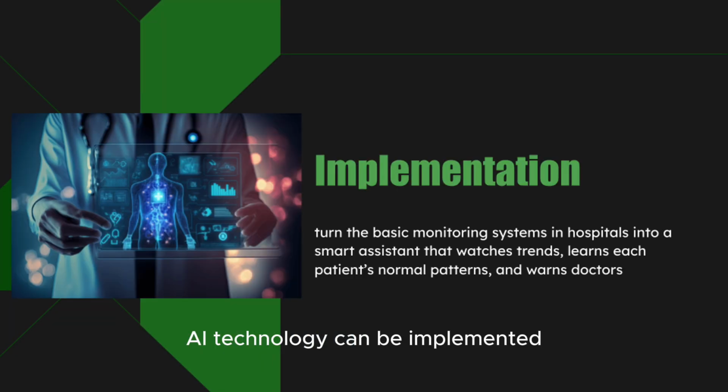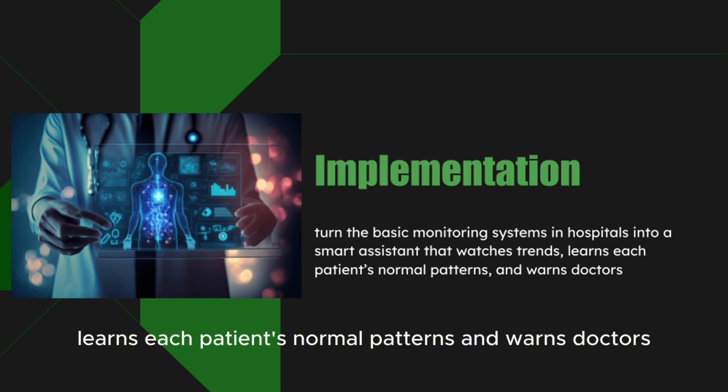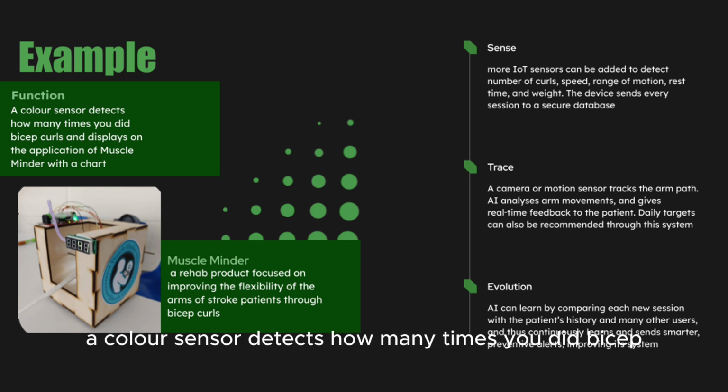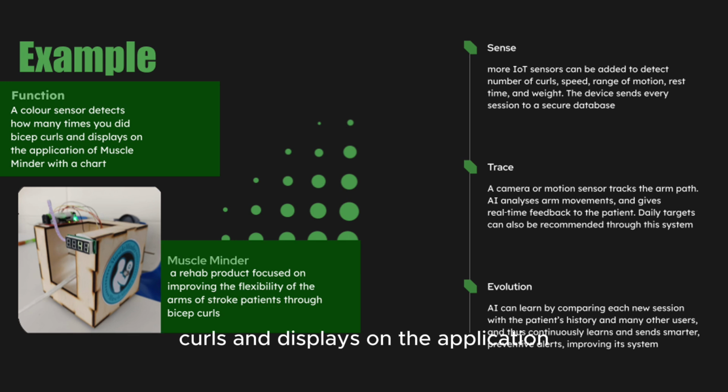AI technology can be implemented to turn basic monitoring systems in hospitals into a smart assistant that watches trends, learns each patient's normal patterns, and warns doctors. Let's take Muscle Minder as an example. Muscle Minder is a rehab product focused on improving the flexibility of the arms of stroke patients through bicep curls. A color sensor detects how many times you did bicep curls and displays it on the Muscle Minder application with a chart. However, we can implement AI to upgrade it into a smart AI rehab coach.